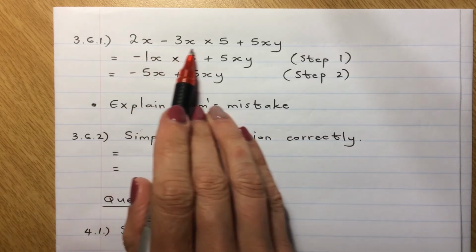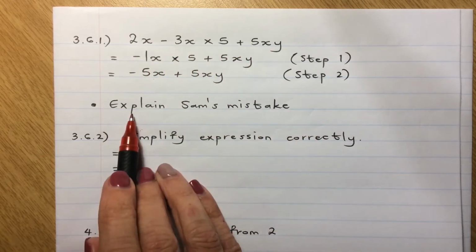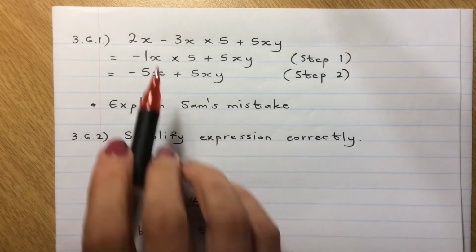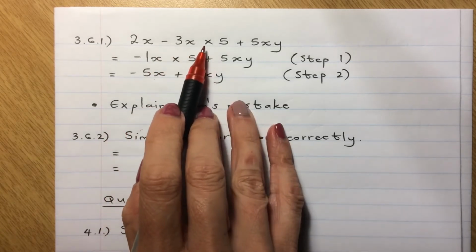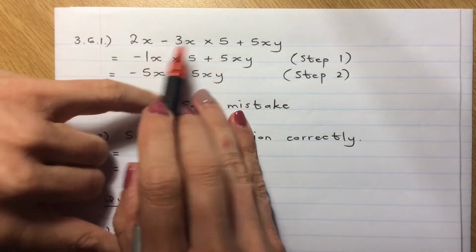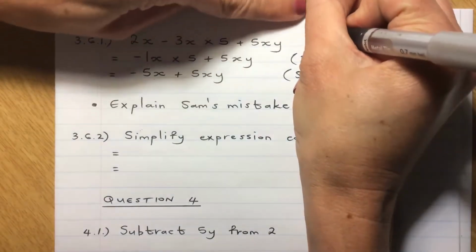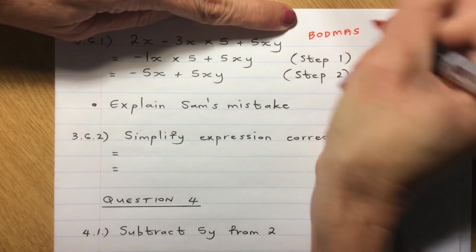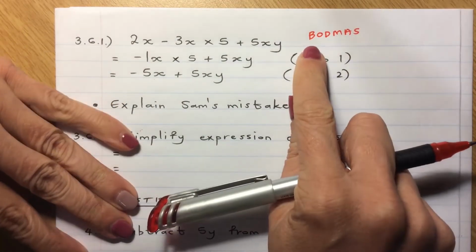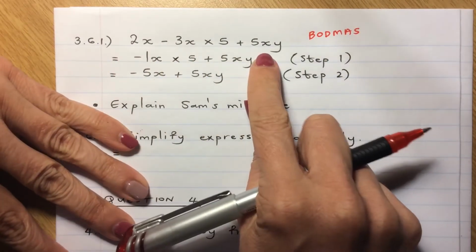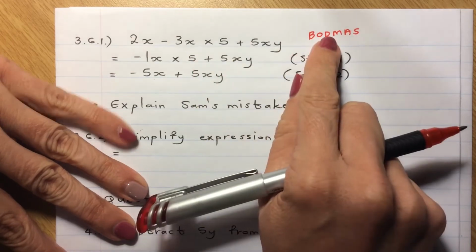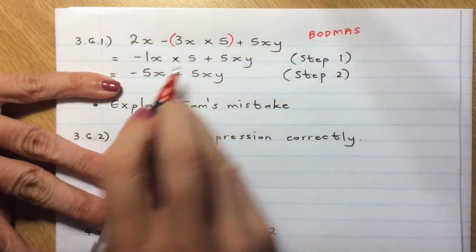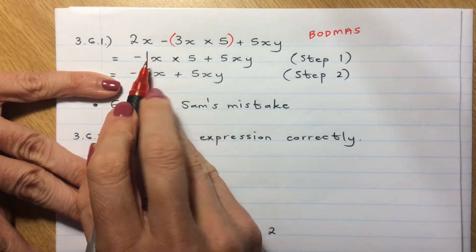Okay, so there's your expression at the top here. The first thing we had to do was explain Sam's mistake. All right, can we see that there's a multiply here, a minus and a plus sign? So once again, when I see my different operations, I have to remember the rules of BODMAS. I don't see any brackets, but I do see a multiply. So this over here is going to have to happen first. Now that is where he went wrong.